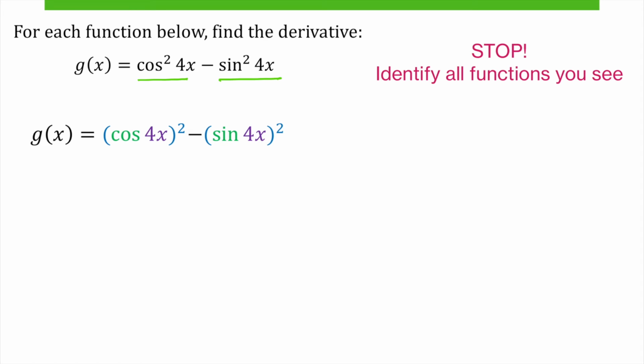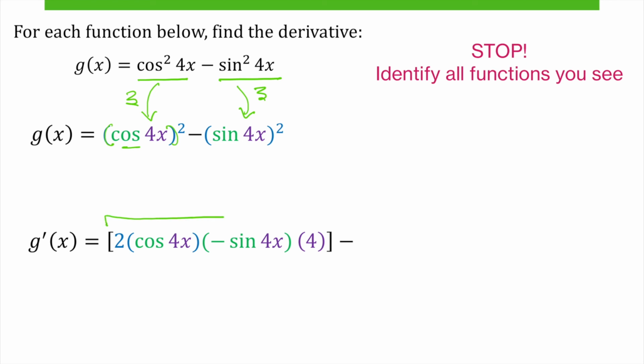I see 3 here. There's the outside function squared, and then there's the cosine of something, and then the 4x. So there's 3 functions on that one, and then for sine squared 4x, 3 functions there as well. So pause the video again, see if you can come up with what the derivative would look like.